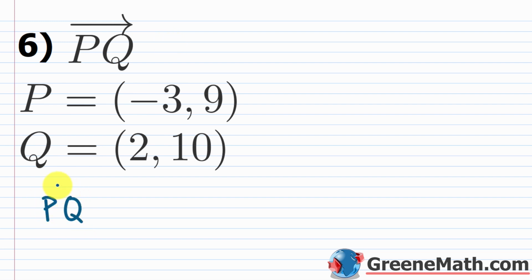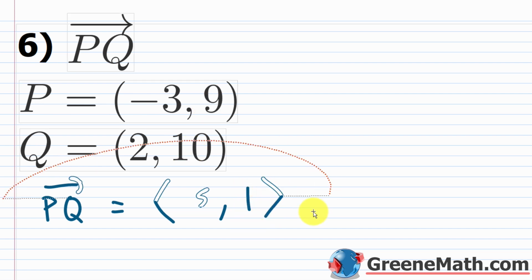So my vector PQ, again, if you want to rename this to V or W or something like that, you can do that. Most books will do that. We'll say this is equal to, in component form, terminal minus initial. So your terminal is 2 minus your initial, negative 3. So 2 minus a negative 3 is 2 plus 3, so that's 5. Then for the vertical, you go terminal minus initial. So 10 minus 9 would be 1. That's really all it is to put this in component form.